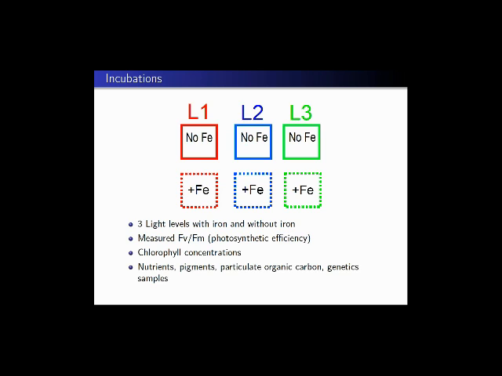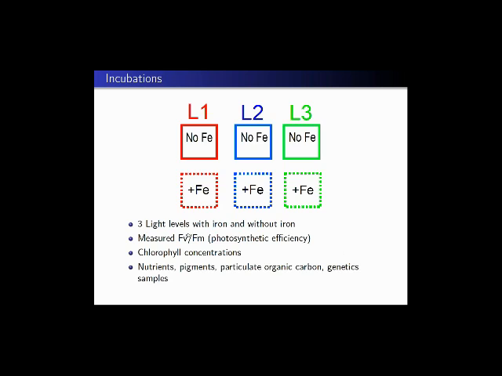Then we measured Fv/Fm, which is a measure of photosynthetic efficiency, meaning how well the phytoplankton use the light that's available to them. We measured chlorophyll concentration, as this gives us an indication of how well and how fast they're growing. We also measured a whole lot of other parameters, such as nutrients, to see how well they're using the nutrients. We measured pigment and genetic samples to have a better idea of which species are in there. Particulate organic carbon is also expected to give us a measure of the growth.